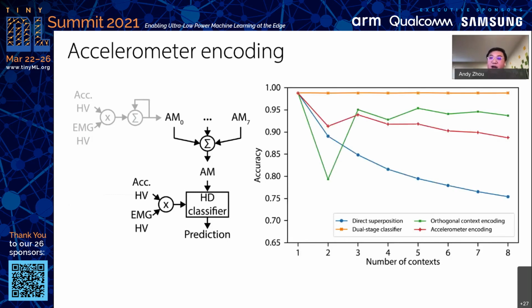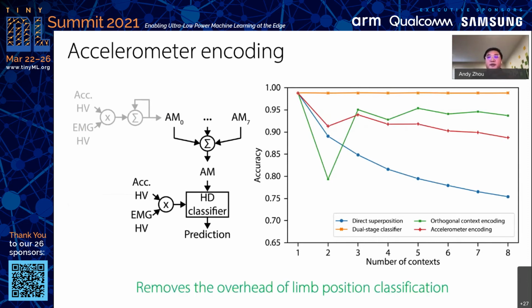The performance of accelerometer context encoding is shown here in the red points, and it's still a drastic improvement over direct superposition without encoding, but it's slightly worse than orthogonalized context encoding, which was shown in green. Now, this is expected since it's no longer guaranteed that context vectors representing 2 different limb positions are exactly orthogonal. Still, the benefit of this encoding method is to not have to define actual discrete limb positions and not having to implement a separate limb position classifier.